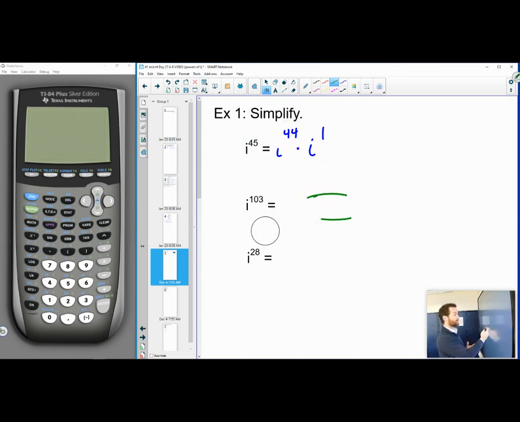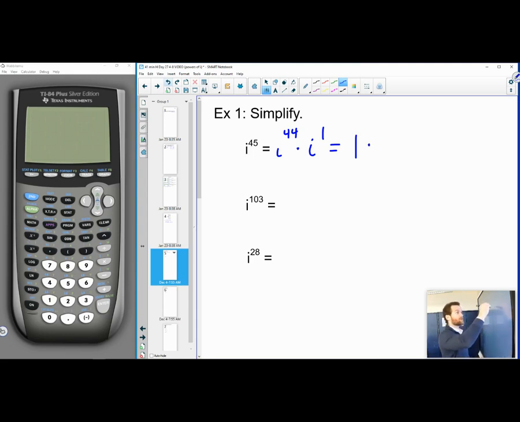So far we've kept everything equal. We've kept everything the same. But now this is going to be so much easier to simplify because of this. We've got i to the 44th. We have i raised to a power that is a multiple of 4, which means i to the 44 equals 1.